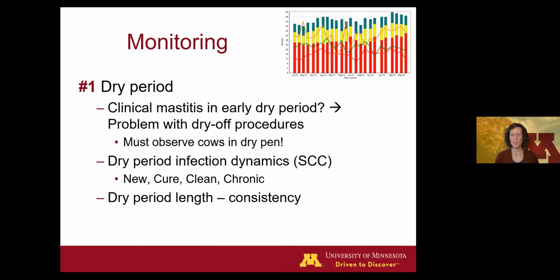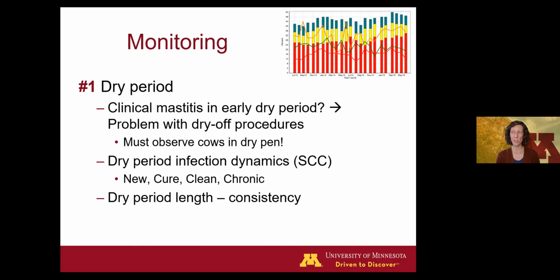So I want to say just a few words about monitoring, because this is kind of our last most important thing that we want to make sure we're doing as we're implementing selective dry cow therapy. So there's a couple important things or time periods that we want to monitor to make sure that things are going well. The first is the dry period. So the things that we want to monitor for the dry period are going to be clinical mastitis in the early dry period. That would tell us if we're developing new clinical cases, not early the next lactation, but early in the dry period. That tells us that we have a problem with our dry off procedures.